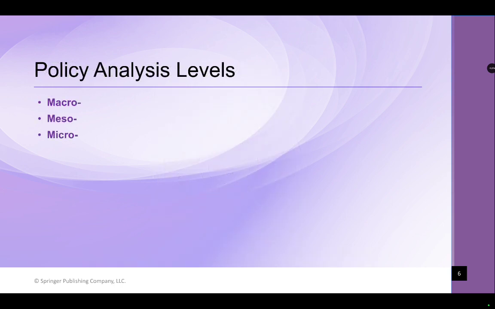Policy analysis can occur on 3 levels: macro, meso, and the micro level. The macro level policy analysis includes broad global parameters that influence policy, such as global economics and globalization. The meso level policy analysis focuses on the process of policy making and implementation. And at the micro level, policy analysis focuses on the engagement between constituents or consumers and the policy-making agent or the policy itself.